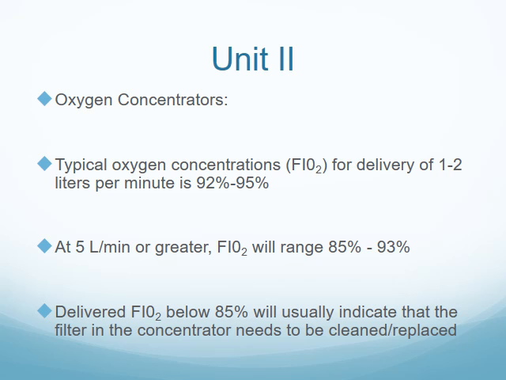If you used to take an analyzer, I don't know if you remember doing this in your procedural 1 class, you would take a bag and put a tubing in there and turn the liter flow to whatever you want it to be, and put an analyzer in there to analyze how much oxygen you were getting. So if you did an analysis, a calibration or whatever of the oxygen concentrator, and you got an FiO2 less than 85%, that indicated that you need to do a little maintenance on the concentrator and check the filter and clean it.